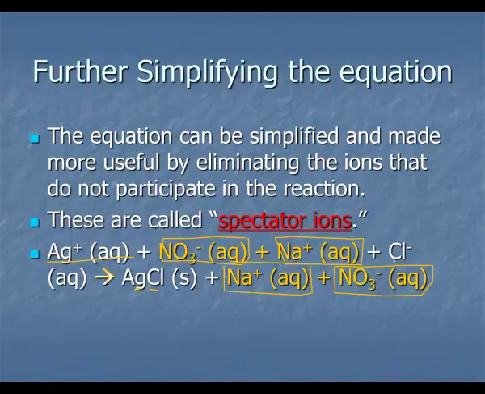On the reactant side, chlorine is an ion dissolved in water. And where did chlorine go? What happened to him? Well, he became part of this compound, silver chloride. So he underwent a change. Therefore, he is not a spectator ion. So right now, the spectator ions are highlighted in orange. The spectator ions are nitrate and sodium.